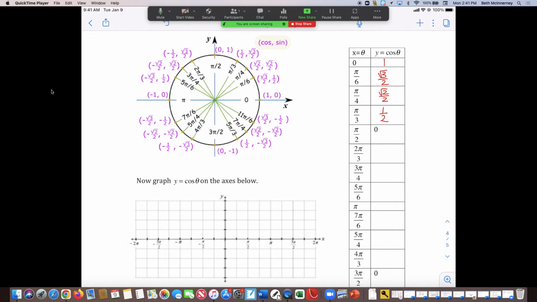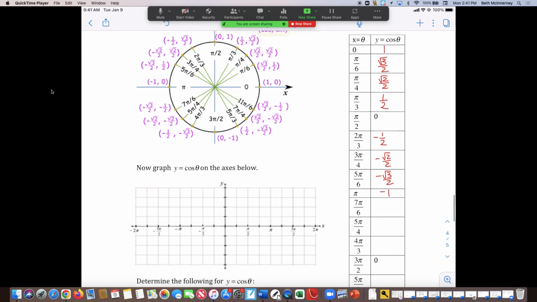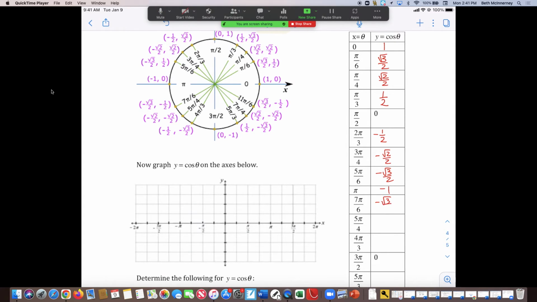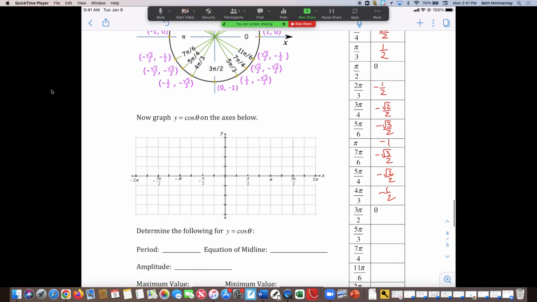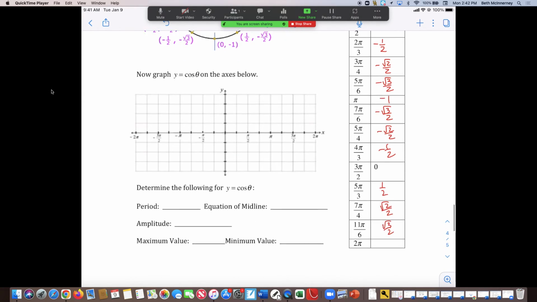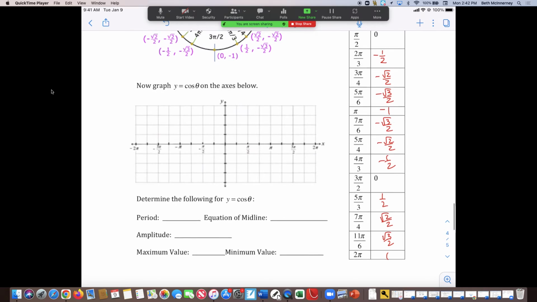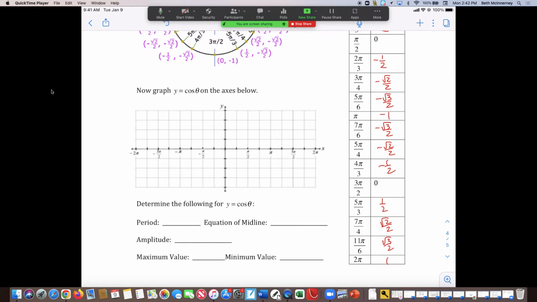All right, so I'm going to finish this one as I go looping around into the second quadrant. That's negative 1/2, negative square root 2 over 2, negative square root 3 over 2, negative 1. You notice the pattern with these? Kind of cool. And then it goes positive in the fourth quadrant, which should make sense. And all I'm doing is the x-coordinates as I go around.